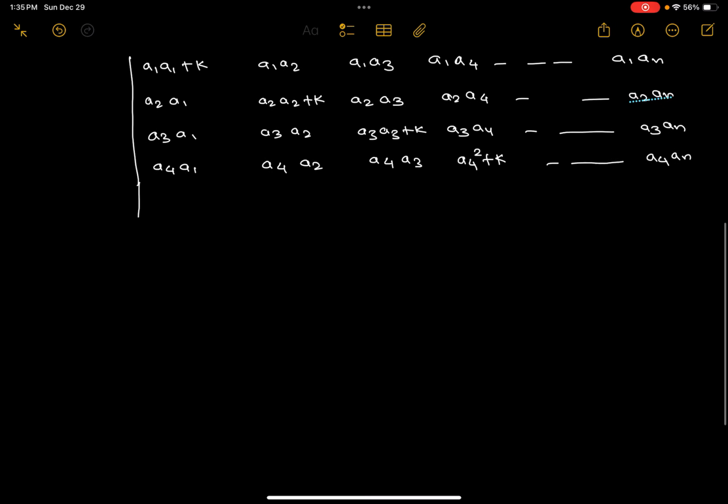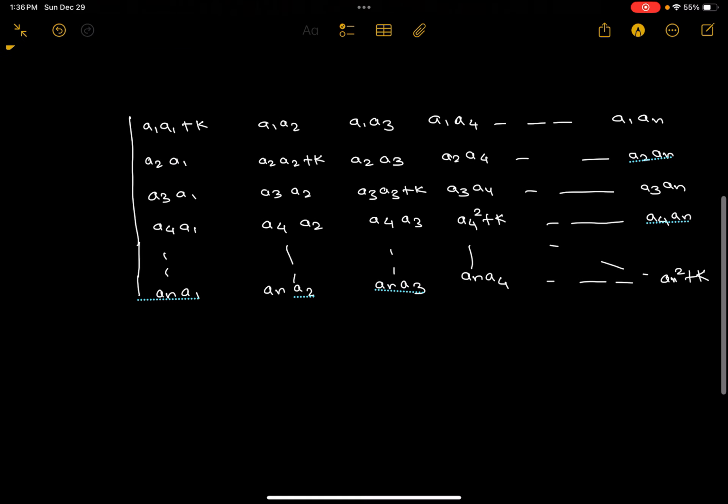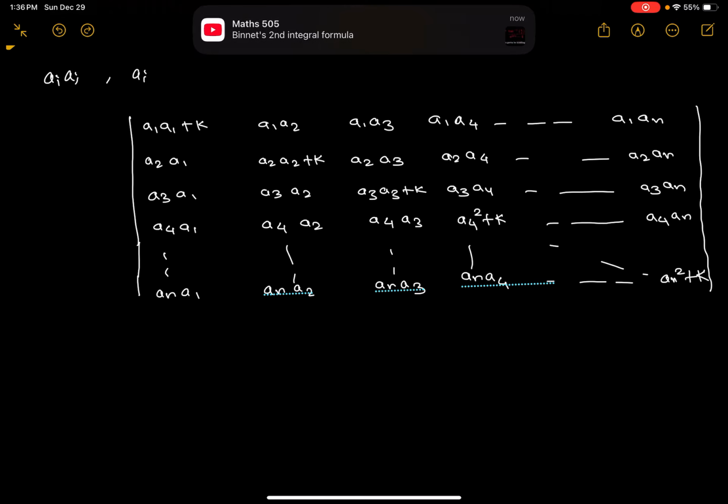And it goes in a similar fashion, up to an a1, an a2, an a3, an a4, an a5, all the way to an square plus k. So you see the idea, right? It's just ai aj, but if it's a diagonal element, that's ai square plus k, right? Okay, so you get the idea.